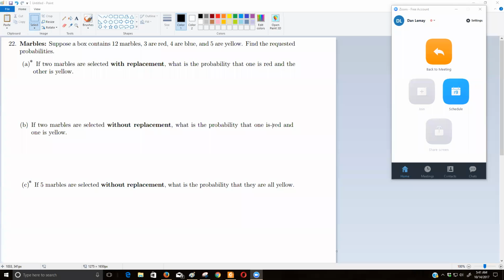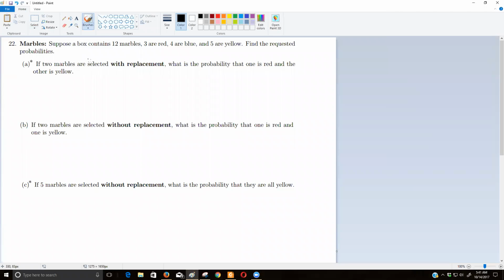Okay, this is question number 22 out of chapter 4 in the ThinkDO book. And of course, because part A and part C have the asterisk next to them, we know the answers are in the back of the book. But I'll still walk somebody through this because you might be a little stuck.